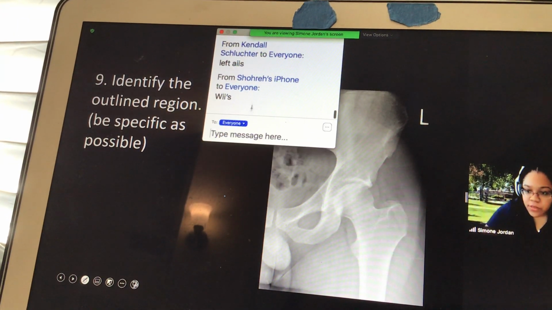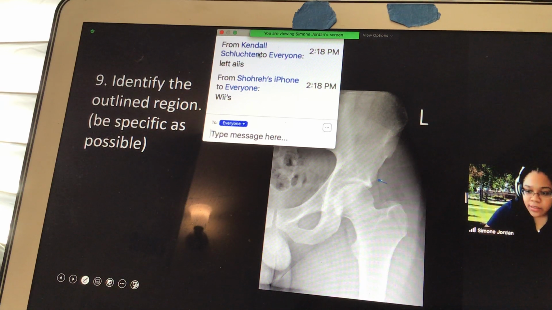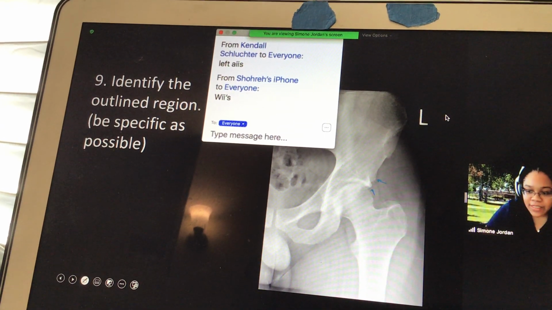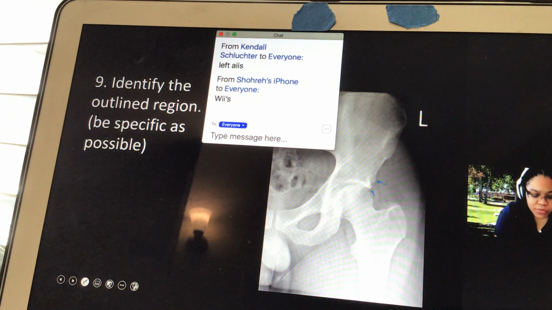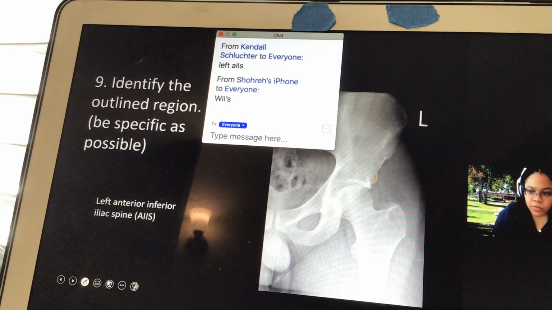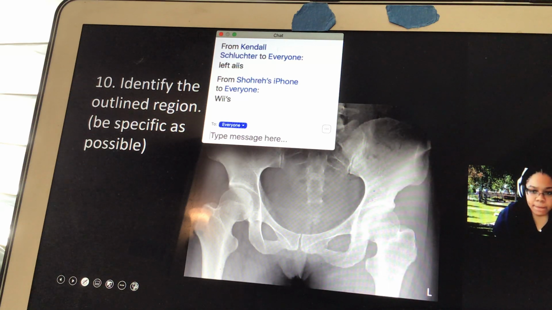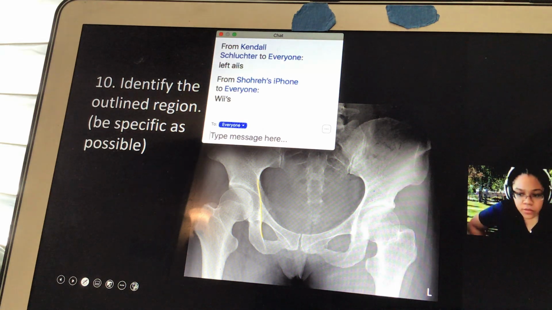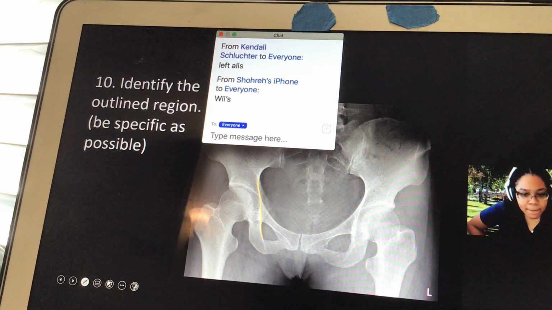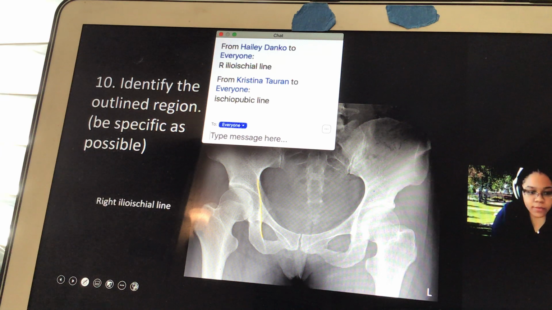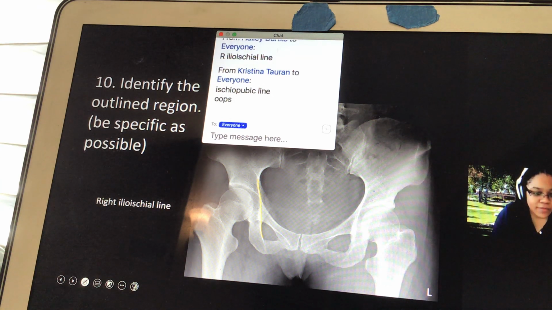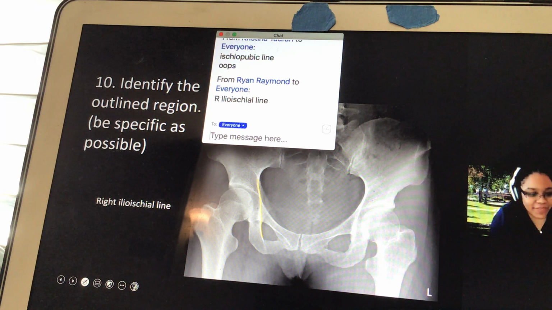Remember, don't confuse the AIIS with this acetabular rim or ridge. Okay. What was this line? Good, our ilio line, or ilio-ischial line, sorry. Ilio-ischial line.